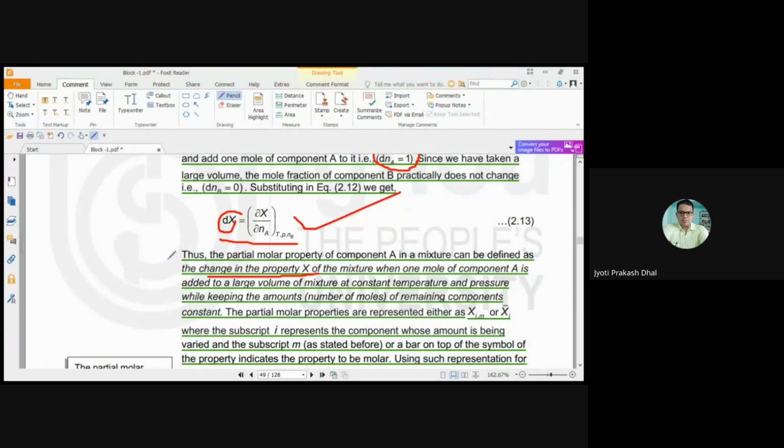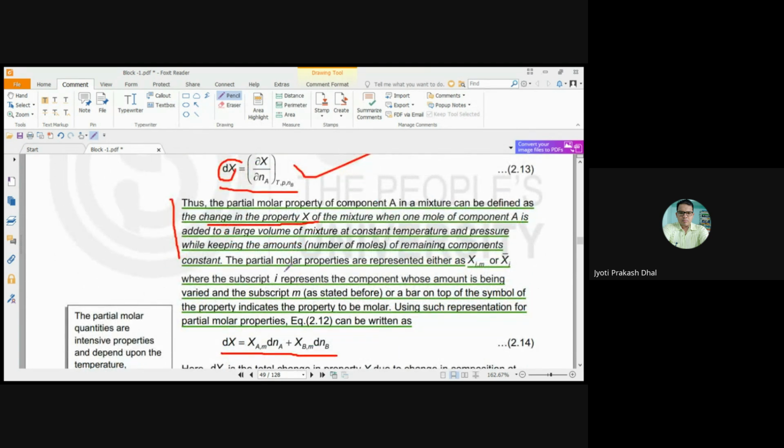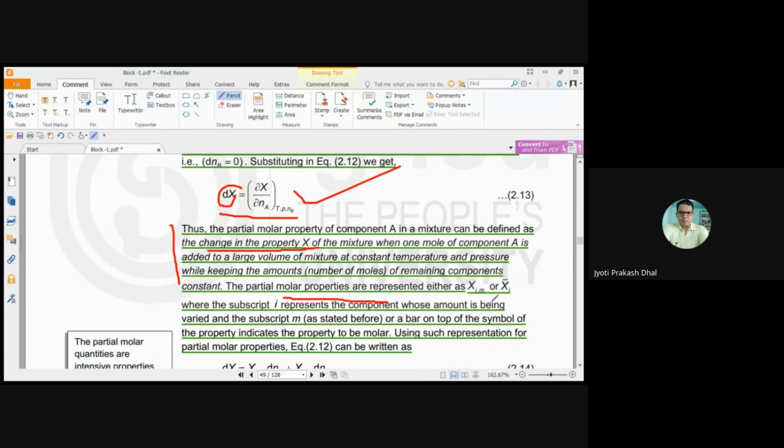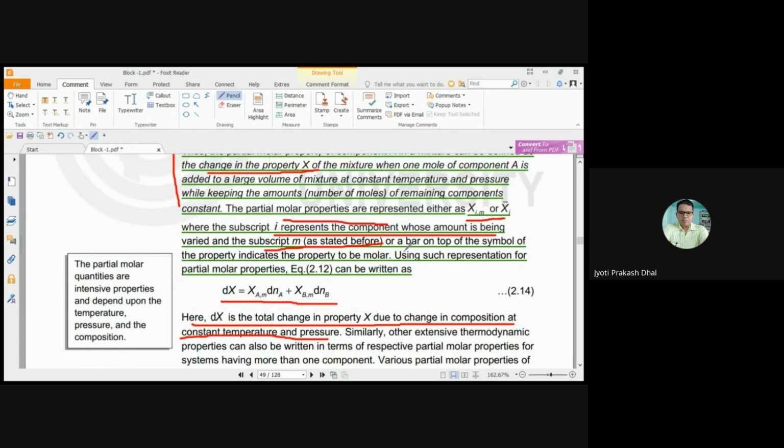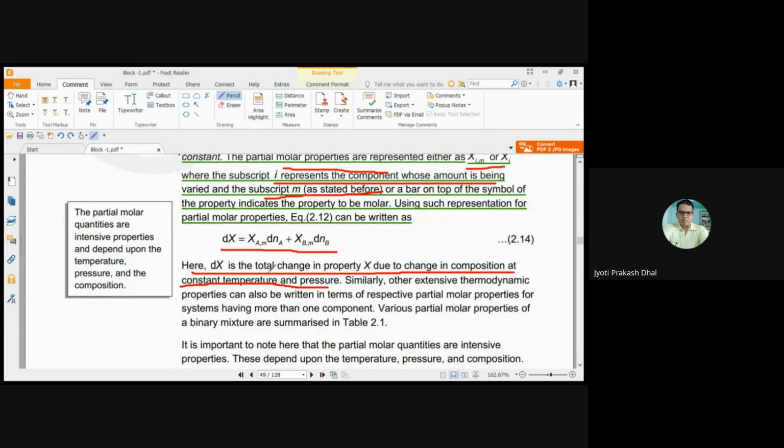So this is the definition of partial molar properties. The partial molar properties can be written as X_i bar or X_im, where i represents the component whose amount is being varied, the subscript m represents partial molar, and a bar on top of the symbol indicates the property to be also molar. So here you can write m or you can put a symbol bar, both having the same meaning, that is molar.